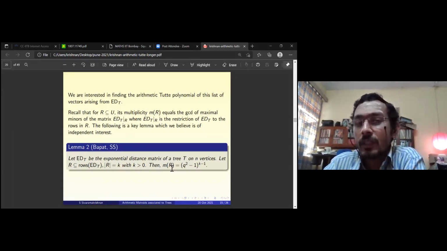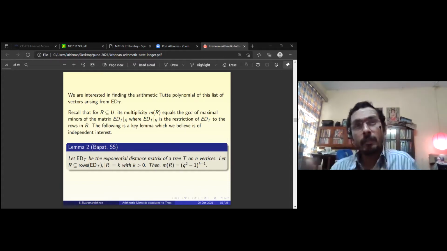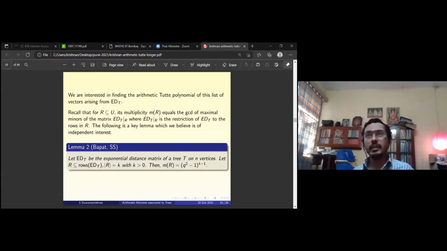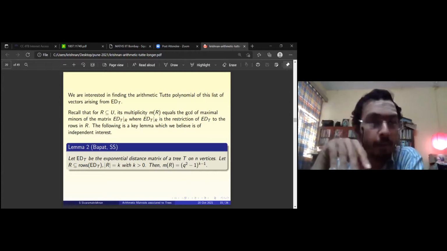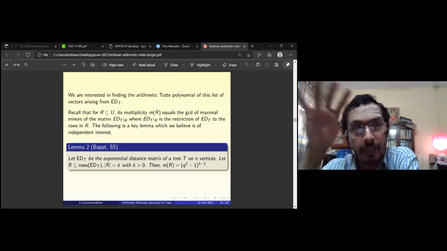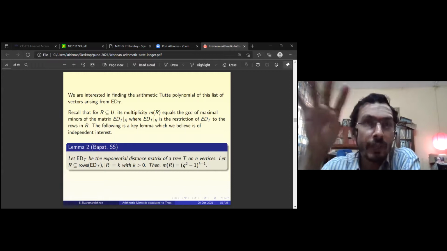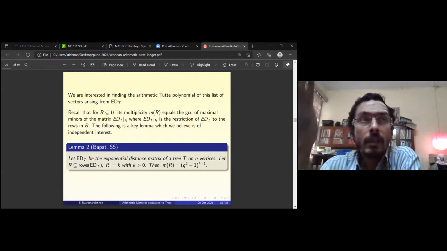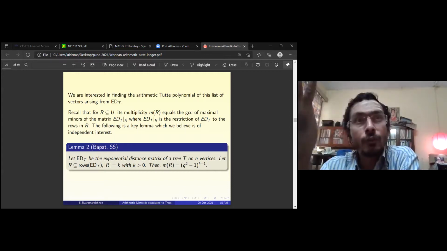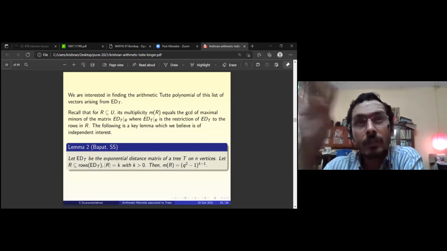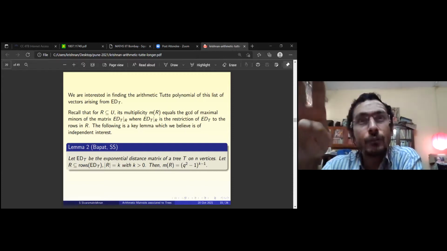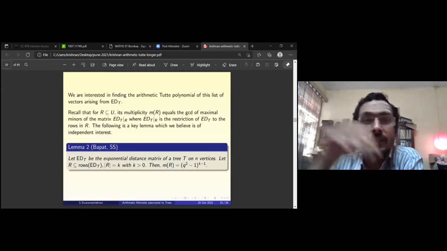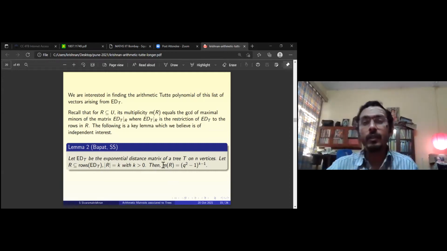Then the multiplicity of this R, the set of R columns, is (Q squared minus 1) to the power K minus 1. So it only depends upon K. The GCD of maximal minors, if you fix K columns, doesn't depend on which columns you have chosen. Which columns you have chosen is irrelevant; how many columns you have chosen is all that is relevant. Is the content of this lemma clear?